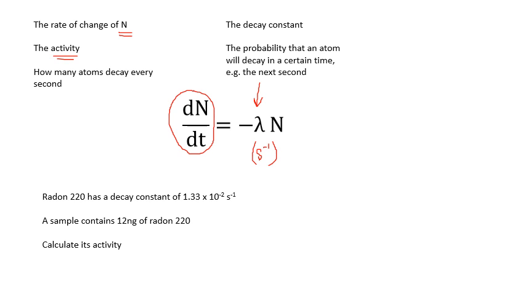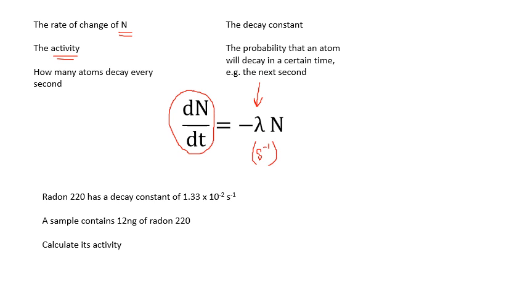So have a go at this question here. Radon-220 has a decay constant of 1.33 times 10 to the minus 2 seconds to the minus 1. A sample contains 12 nanograms, nano is 10 to the minus 9, of radon-220. Calculate its activity. So lambda n, lambda we're given. One thing you need to be able to do is to work out how many atoms there are in 12 nanograms of radon-220. Do you reckon you can do that?